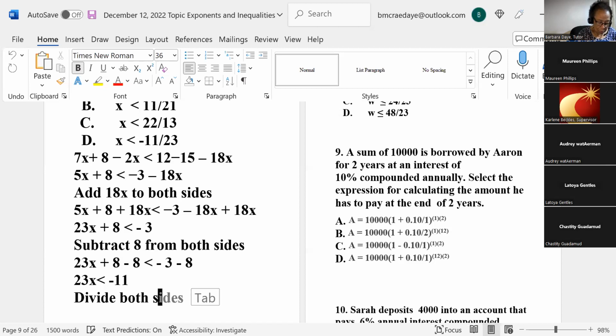Both sides by 23. Put your phones on mute or vibrate. That is not mine.